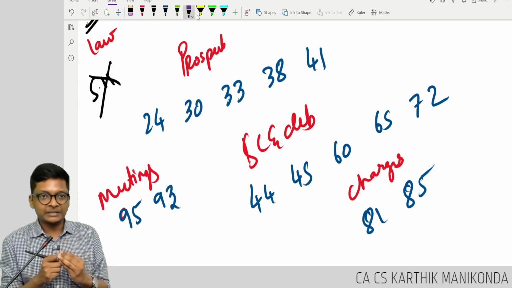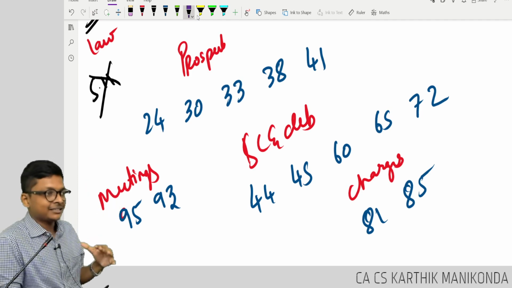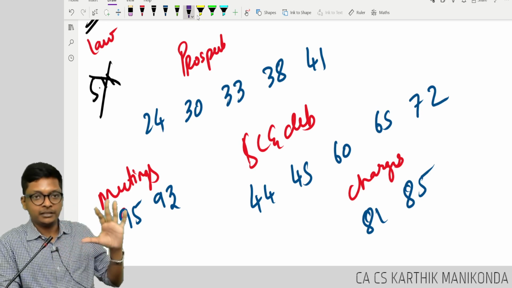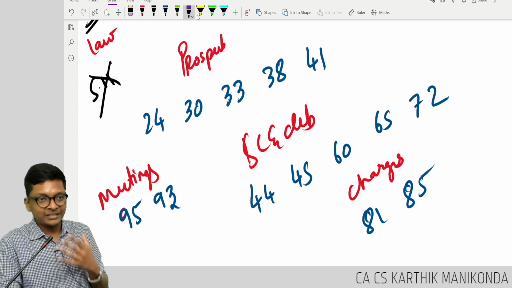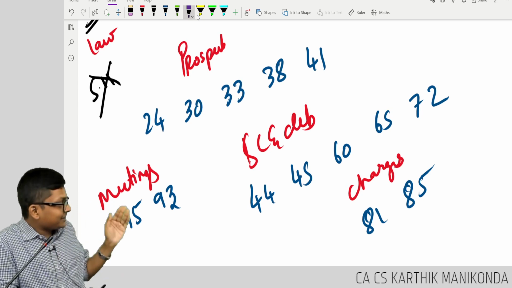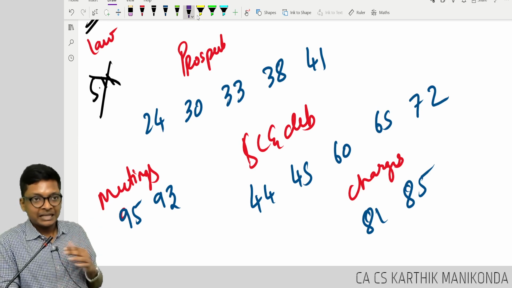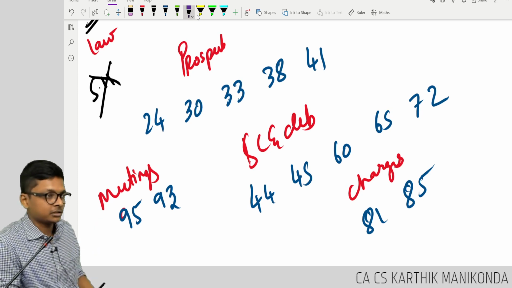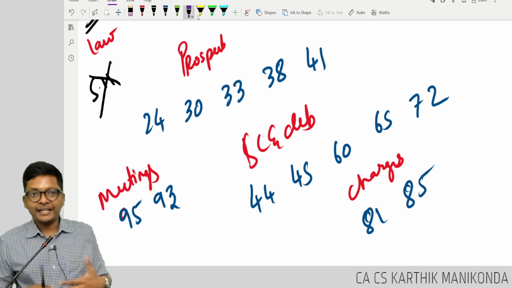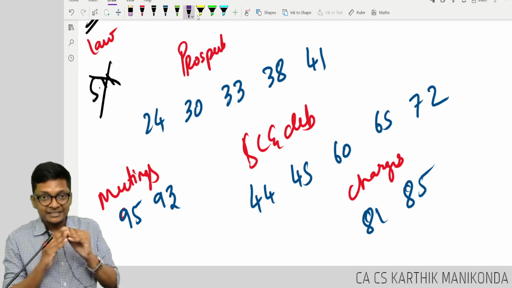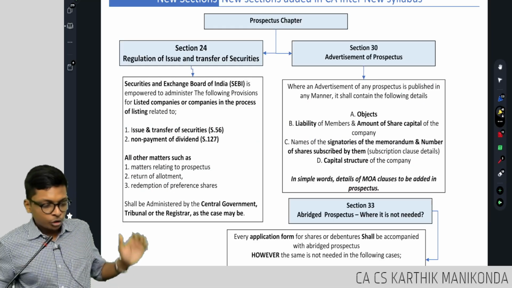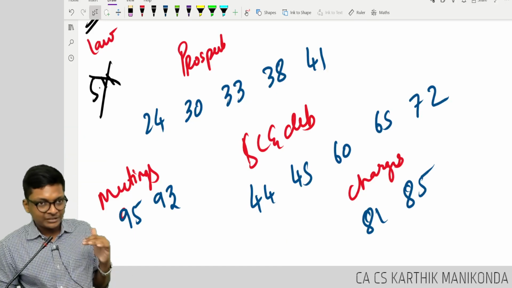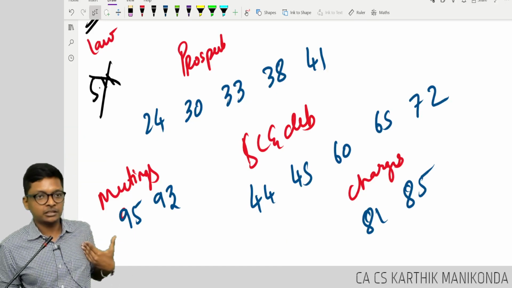Meaning what happened in the old syllabus, I will again repeat, it was there in the study material, but ICAI gave a notification saying don't study. But now for the new syllabus, these sections are present in our book, but ICAI has not given any notification with respect to these sections. So I kept telling you not there, and that's why I gave a separate handout, new additions in the CA Inter syllabus, not new sections for exam, they are old sections, okay.